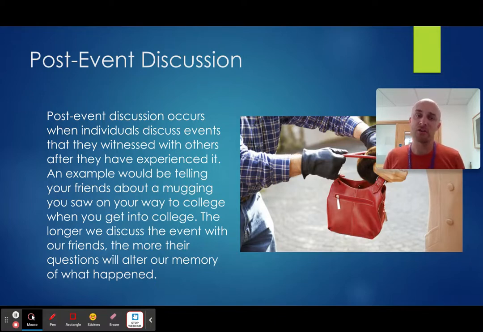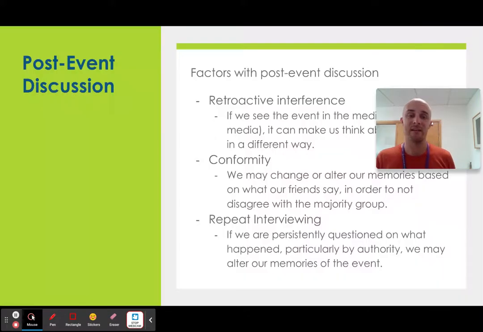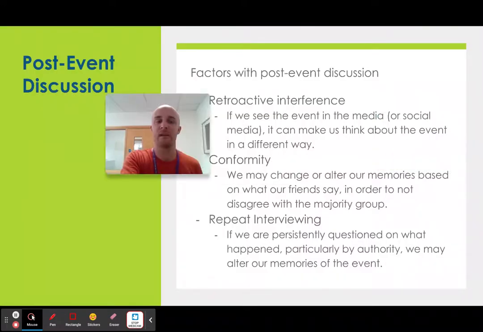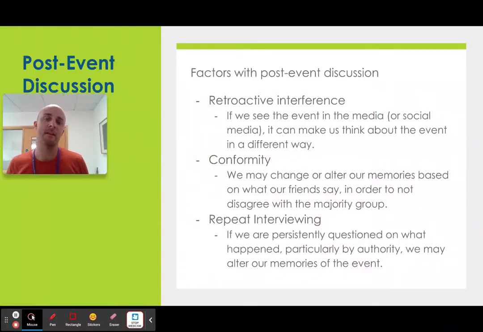So post-event discussion occurs when individuals discuss events that they have witnessed with others, like half-naked men being chased by police officers. An example... Okay, right, that's kind of where that's inspired me to give that example. An example would be telling your friends about a mugging you saw on the way to college when you get to college. And the longer we discuss the event with our friends, the more likely it is going to distort it. Now, it is based on 3 things, and you do need to know these 3 things.